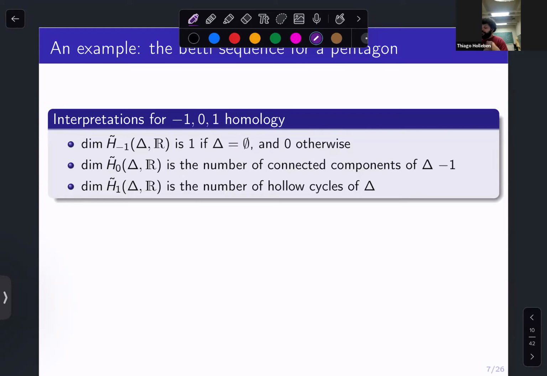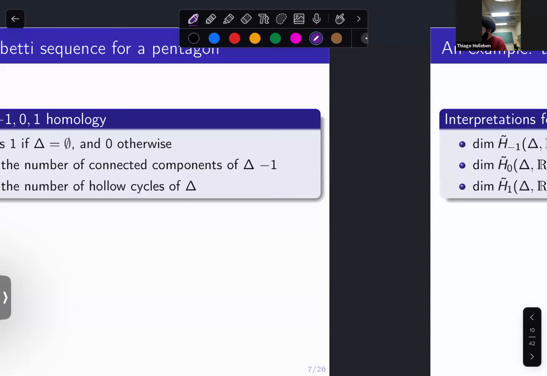The dimension of H0, the 0-dimensional homology, is going to be the number of connected components minus 1 of the simplicial complex that we have. And the first homology is going to be the number of hollow cycles. Okay. Now, I want to do it for a pentagon.